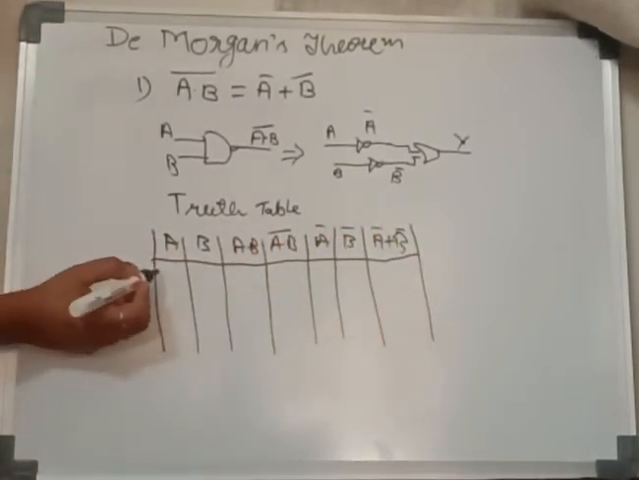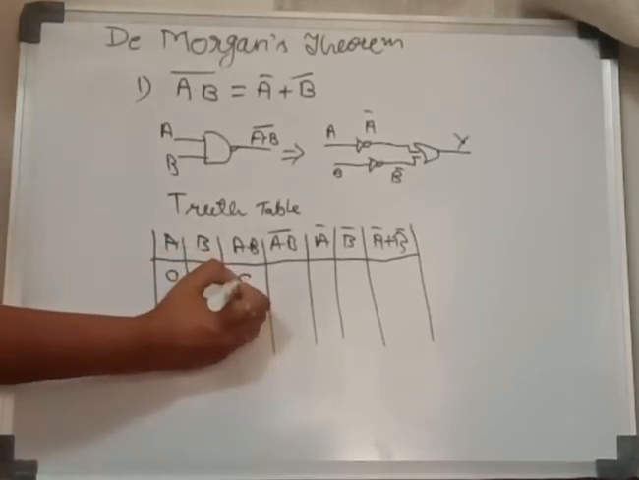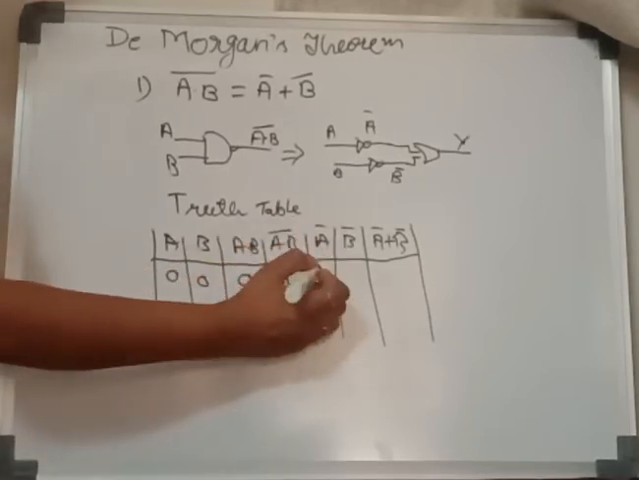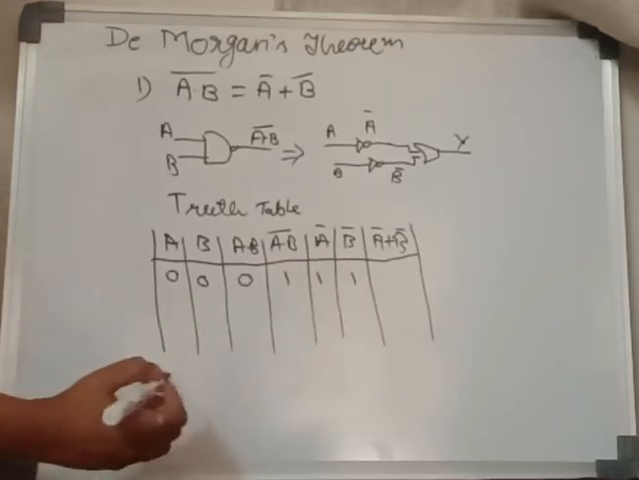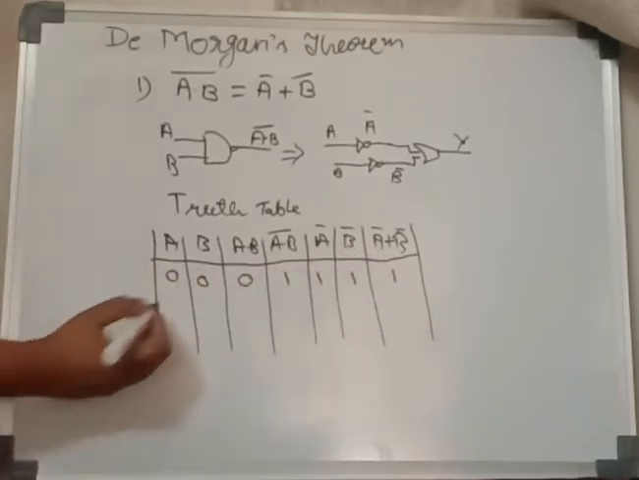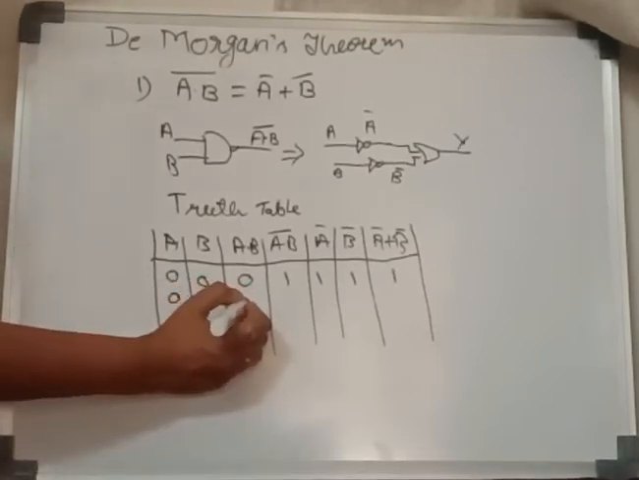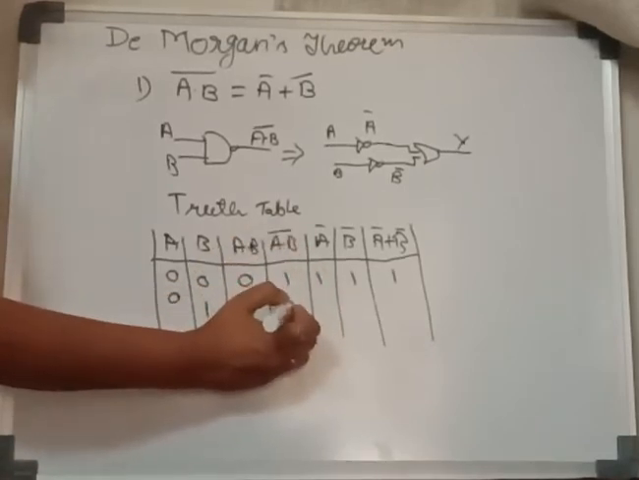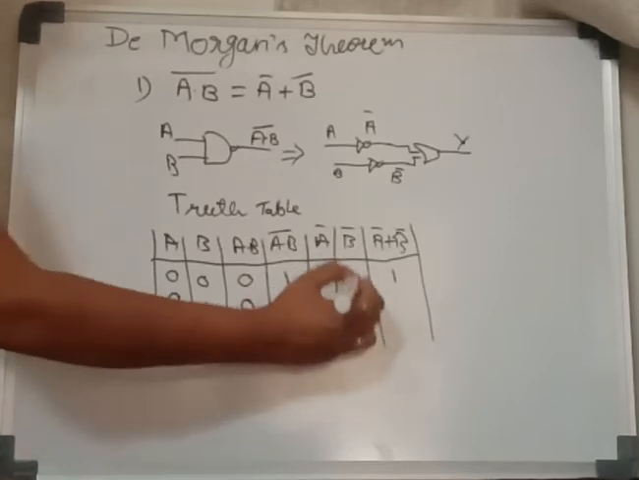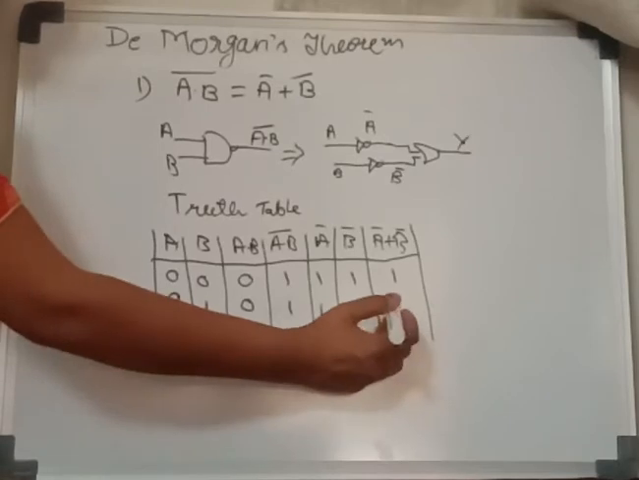So when both the input A and B is 0, A dot B will be again 0, negation of A dot B will be 1. Negation of A is 1, negation of B is 1, and the sum of the two is again 1. When A is 0, B is 1, that time also A dot B is 0, negation of this is 1, negation of A is 1, negation of B is 0, so the sum of the two will be 1.